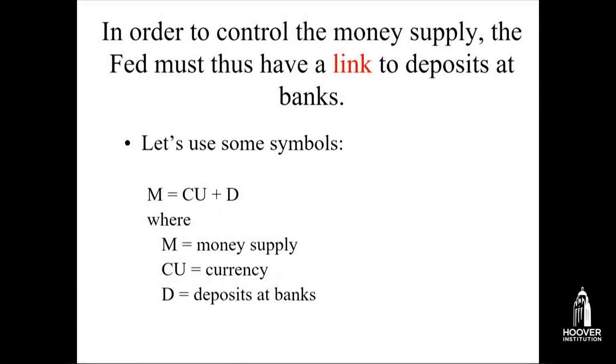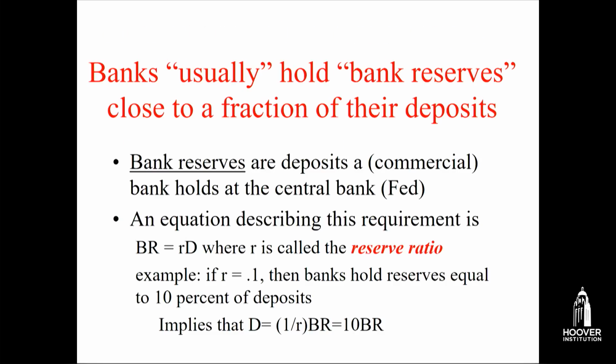And so how does it do that? Well, let's think about it. Let's use some symbols. Money supply by definition is currency plus deposits. That's just symbolically how it's represented here. So we know that the Fed can print the money, and so it can control currency, but it also can control deposits at banks. So how does it do that?